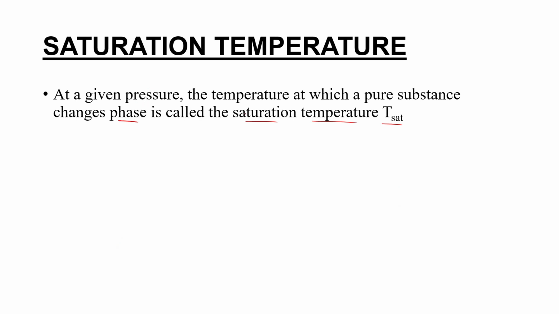So at a given pressure, the temperature at which a pure substance changes phase is called the saturation temperature. So in the case of water, if it is heated at 1 bar, saturation temperature is 100 degrees Celsius. But this depends upon the pressure. So this is the temperature at which this liquid form of water gets converted to vapor. So during this phase change process, note that there is no temperature change. Temperature is kept constant. So this is defined as the saturation temperature.